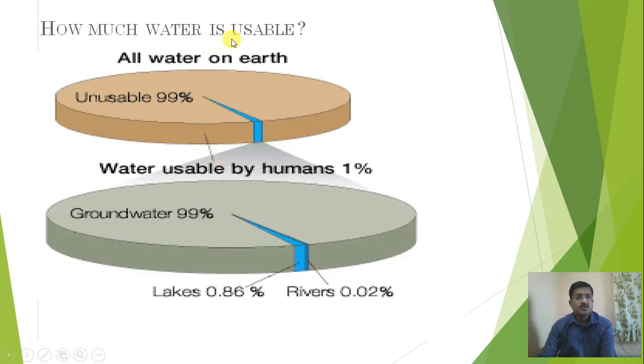How much water is usable? Of all water on the earth, unusable water is 99% and water usable by humans is 1%. Of that, groundwater is 99%, lakes are 0.86% and rivers are 0.02%. So here you can understand what care we have to take to protect all the water resources, and how carefully water has to be used. It is an alarming situation.